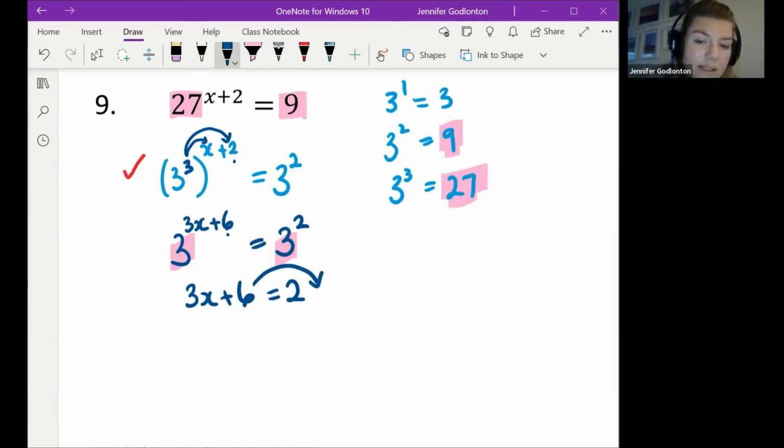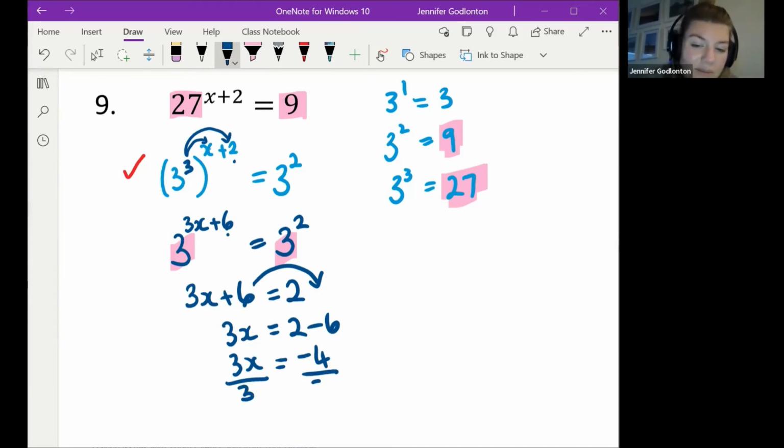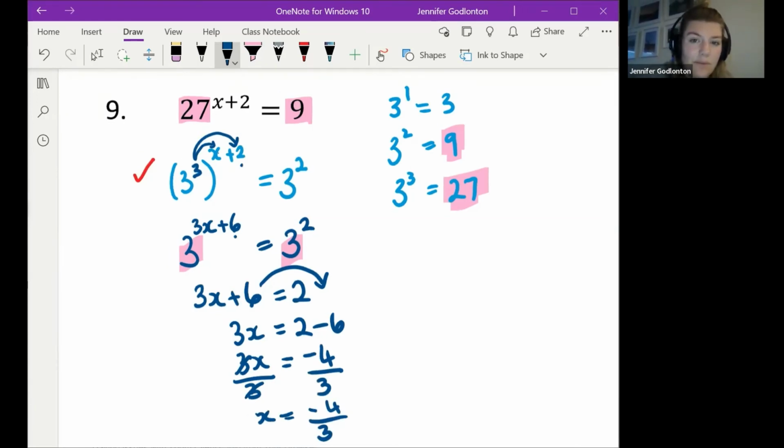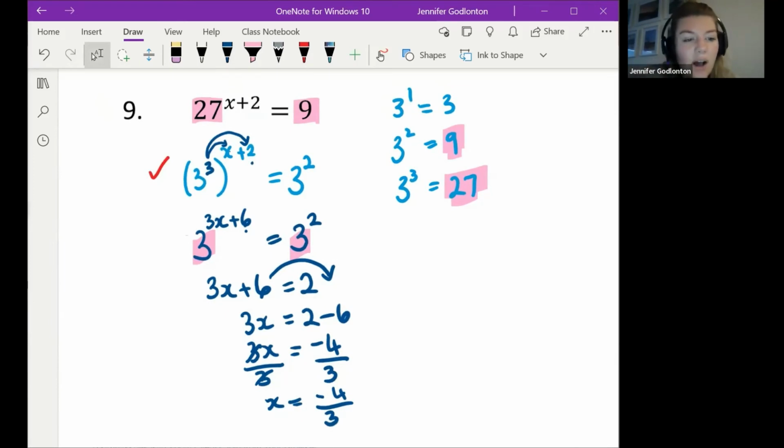I'm going to move that 6 over. So 3x is equal to 2 minus 6. So 3x is equal to negative 4. And then we want to divide both sides by 3. And so x is equal to negative 4 over 3. And this is as hard as these questions can get in grade 9. This is really the top level of hardness these types of questions can get.